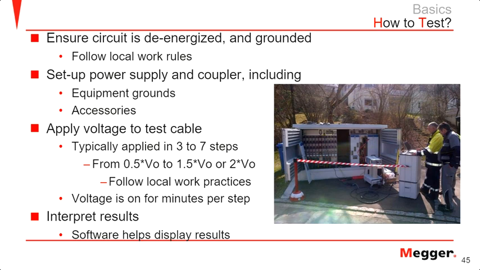So how to test? Obviously, ensure your circuit is de-energized and grounded and follow your proper work procedures. You set up your power supply, your coupler, your grounds and accessories that are required to test, which are typically shown in the picture below. And you apply your voltage to test your cable. Now, a lot of people have different ways of testing partial discharge. It completely is up to you how you want to test it.